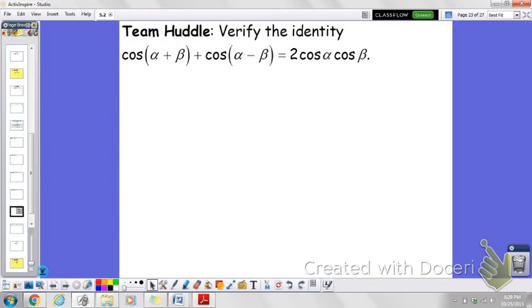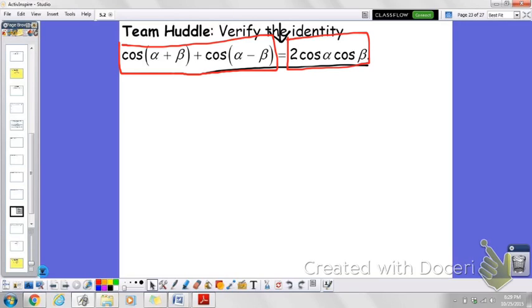For this next example, in your packets, it looks like for this part it says cosine of alpha minus beta times 2 cosine alpha cosine beta, but there is an equal sign there. So we are trying to get the left side, cosine of alpha plus beta plus cosine of alpha minus beta, equal to 2 cosine alpha cosine beta. So go ahead, pause the video, work through it, and see if you can verify this identity. When you're done, unpause the video to get the solution.